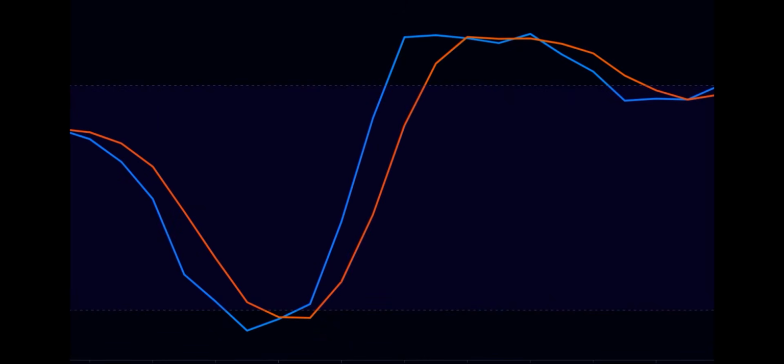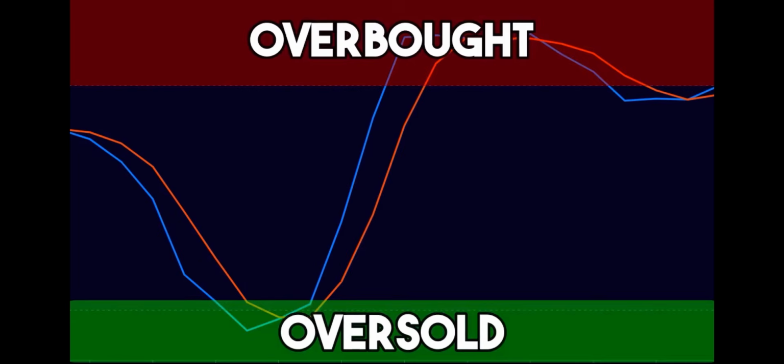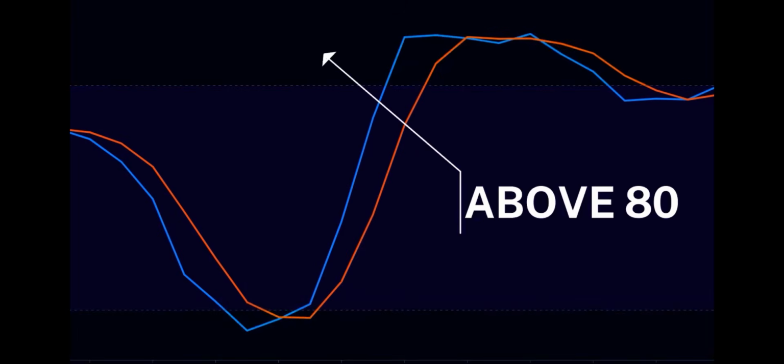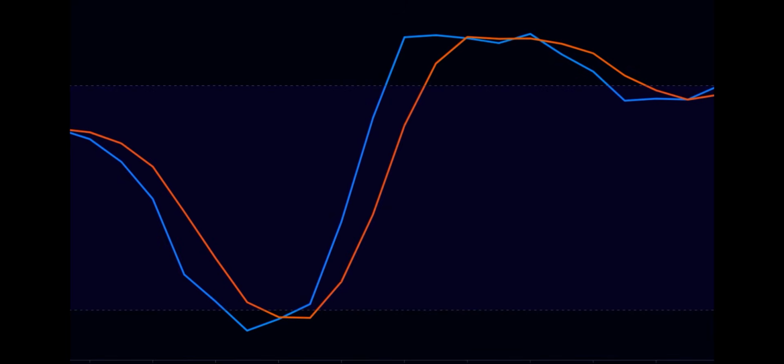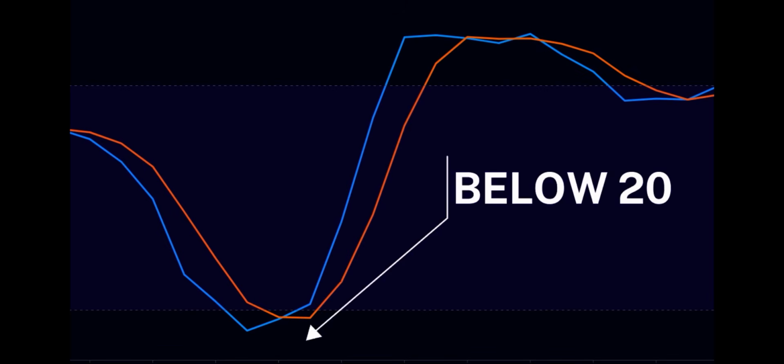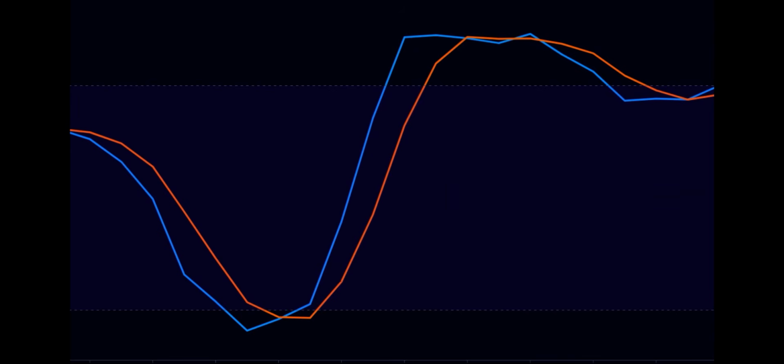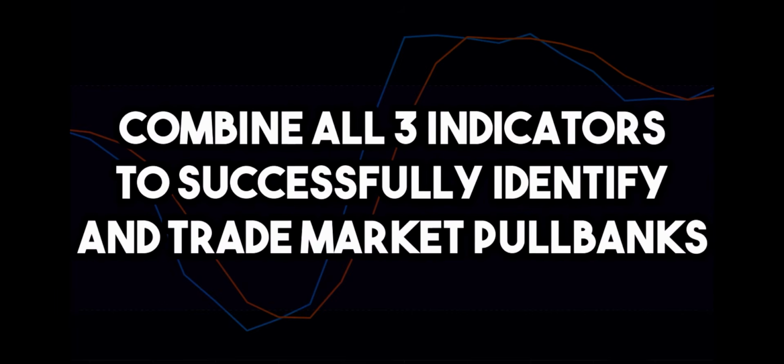Just like other oscillators, the stochastic also has overbought and oversold levels. Typically, when the stochastic goes above 80, it is considered overbought. This means that we can expect a downwards move. On the other hand, if the stochastic goes below 20, it is considered oversold and hence, we can expect an upwards move. We will combine all of these three indicators to successfully identify and trade market pullbacks.